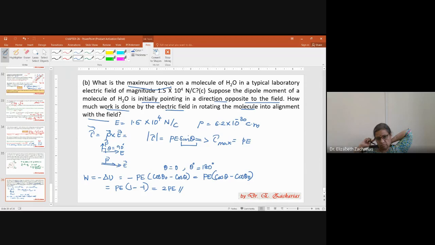Okay? In case you still have any doubts, I'll just write one more step. W equal to minus delta U, which is minus of U final minus U initial. Okay? And you know that the expression for potential energy is minus p dot E. So this is what we have used.